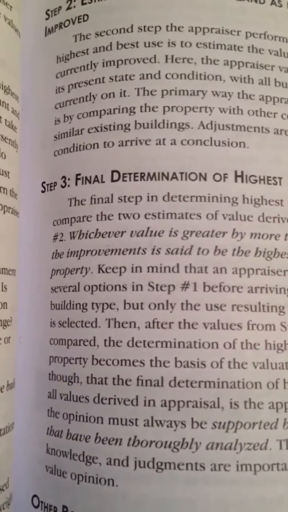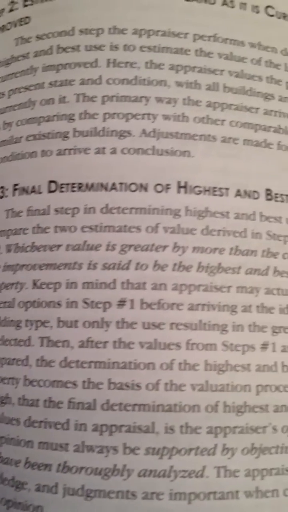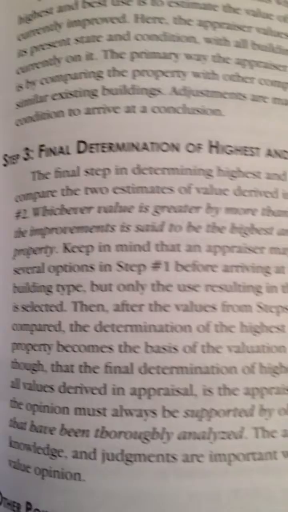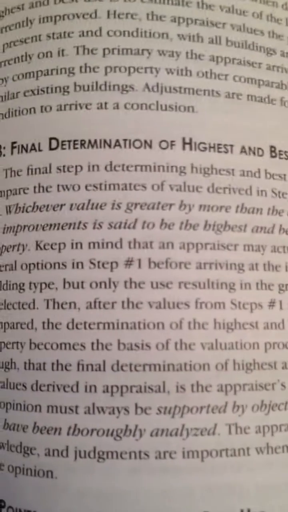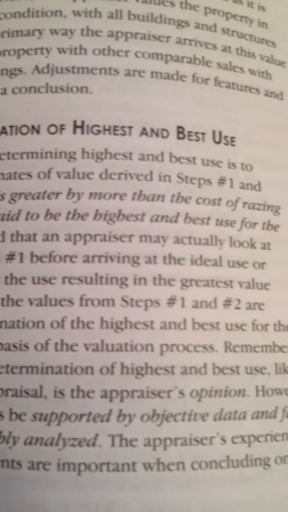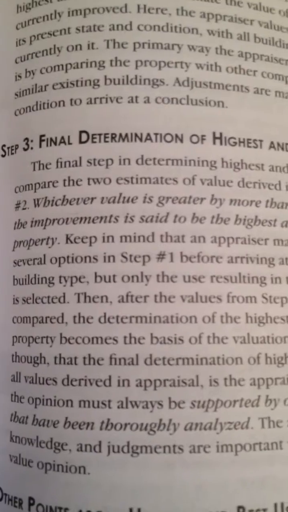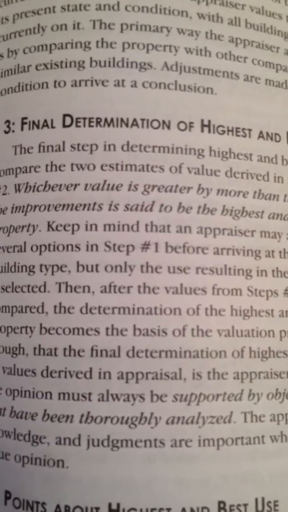Step 3. Final determination of highest and best use. The final step in determining highest and best use is to compare the two estimates of value derived in steps number 1 and number 2. Whichever value is greater by more than the cost of razing the improvements is said to be the highest and best use for the property.